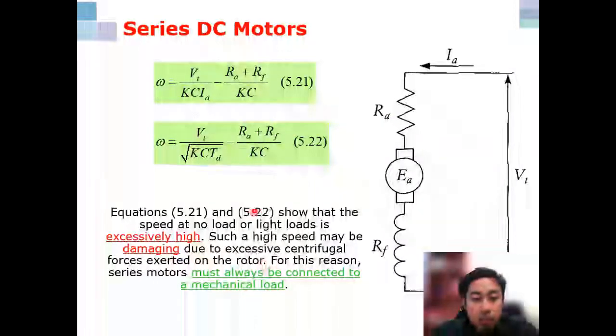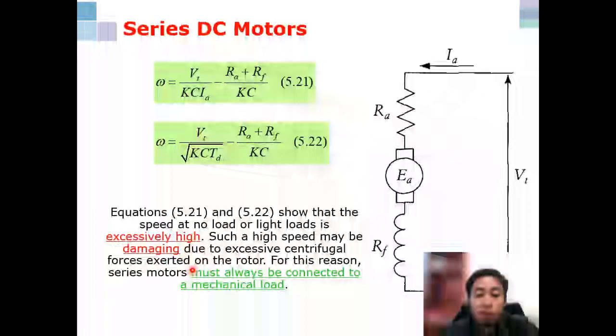According to equations 5.21 and 5.22, the speed at no load or light load is excessively high. So once the motor is at no load, what happens to the rotor? The rotor runs at very high speed and may be damaged due to the excessive centrifugal force exerted on the rotor. So for this reason, the series motor must always be connected to a mechanical load.